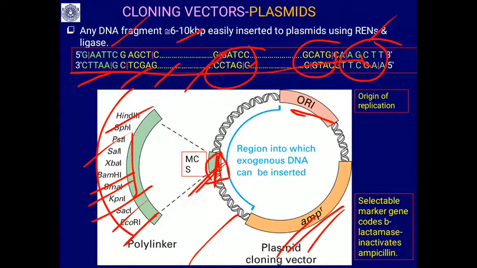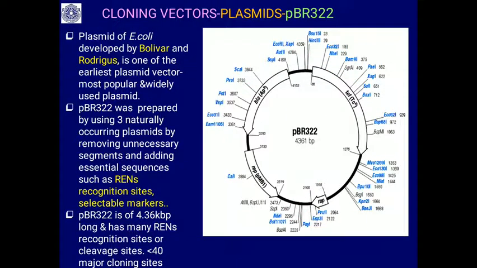Those can be cut by EcoR1 or by SacI or by BamH1. So likewise we have many, and that's why it is multi-purpose. So today we study only pBR322, the plasmid.